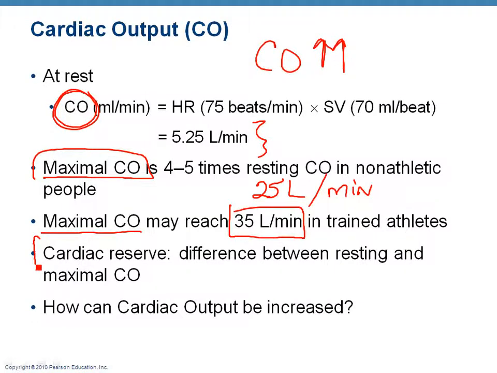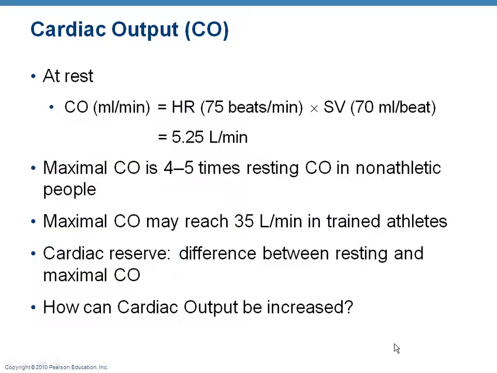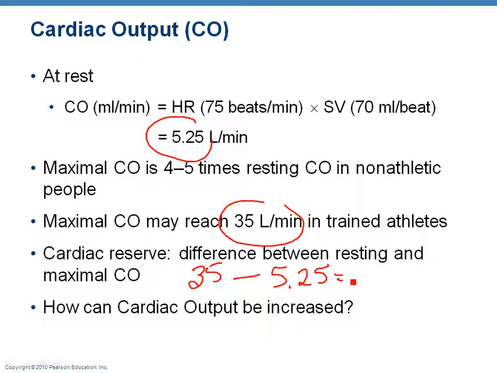Another phrase you should be familiar with, cardiac reserve. That's the difference between your resting and maximal cardiac output. So if you're a well-trained athlete and your maximal cardiac output is 35 liters per minute, let's say your resting cardiac output is 5.25, if we did the subtraction there, your cardiac reserve would be about 29.75 liters per minute.